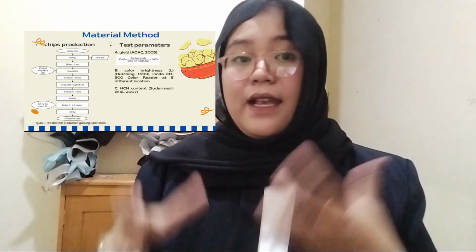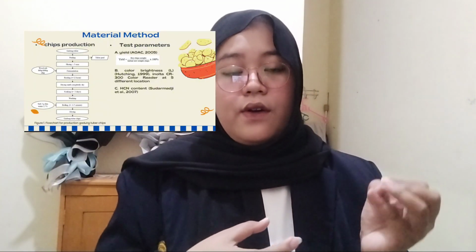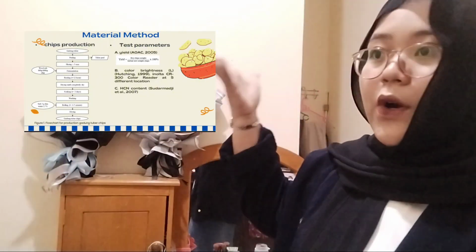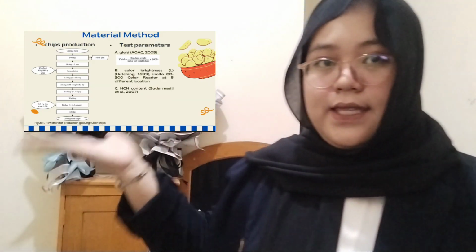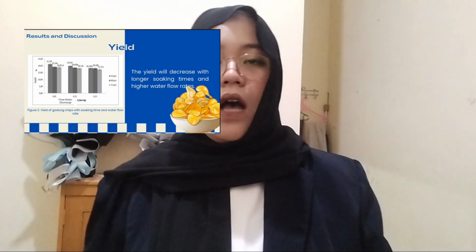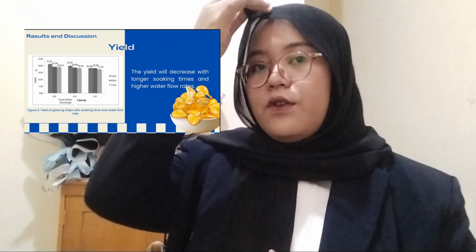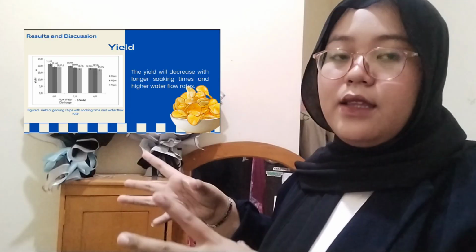And then the testing of the chemical characteristics of gadung chips refers to supporting research and AOAC. Then I will explain the research results and discussion. First of all, the physical properties of gadung chips are yield and color brightness. First, the yield. If you look at this slide, we can see that the yield decreases with longer soaking time and higher water flow rates.